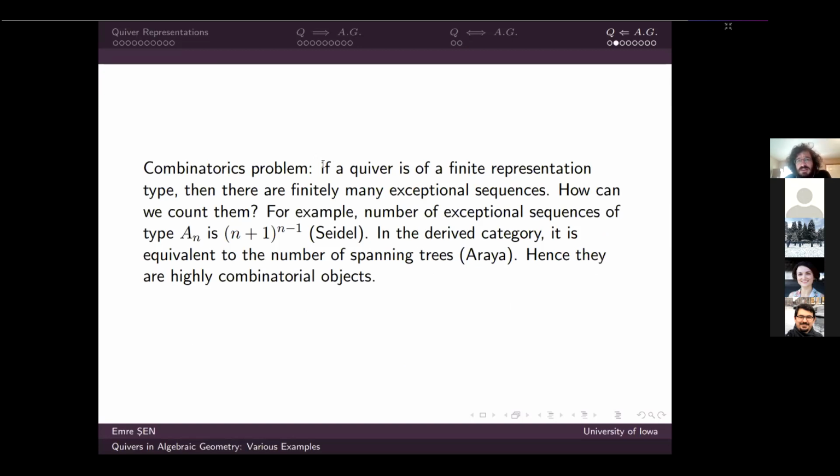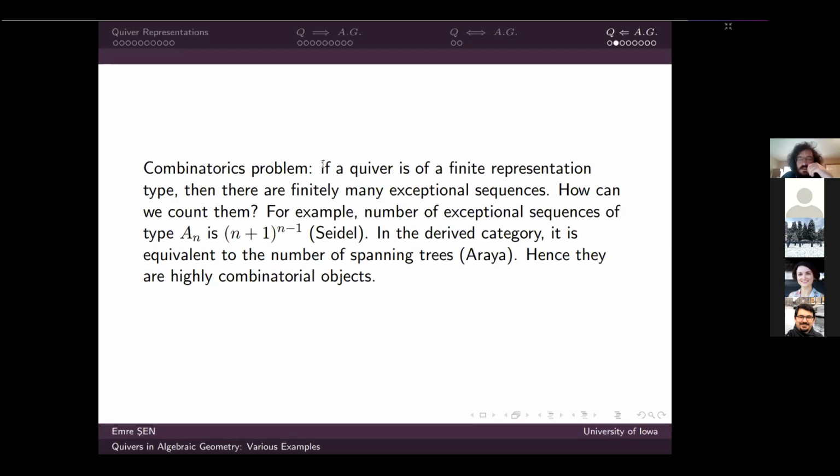It turns out that in the case of A_n, if you remember this equi-oriented quiver, the A_n type, the numbers are (n+1)^(n-1). And one nice thing, this is simply the number of all parking functions, or all labeled forests of length at most n, right? And this is one nice result.